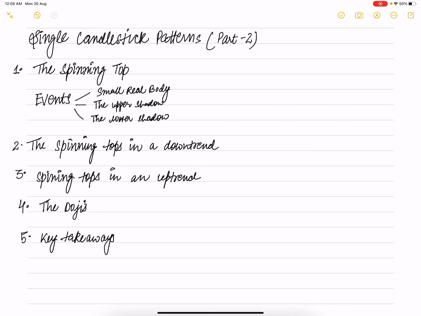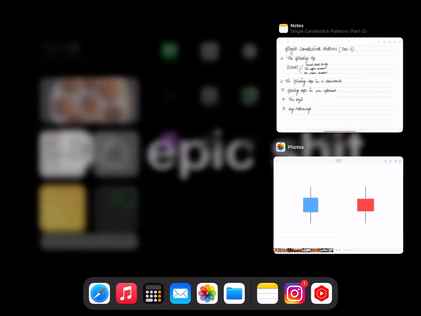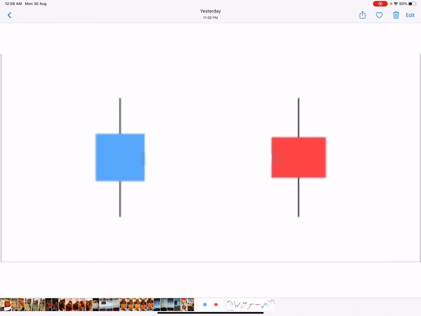The spinning top looks like the candlestick shown here. So it looks something like this. You can take a look at this candle and give your observation in the comment section. What do you observe in the structure of the candle? Two things that are quite prominent are that the candle has a very small body, and the upper and the lower shadow are almost equal.